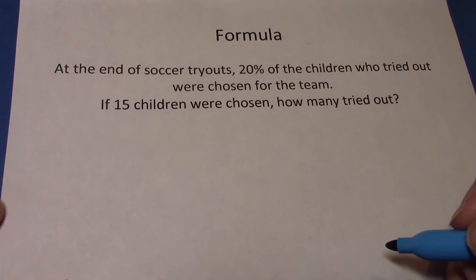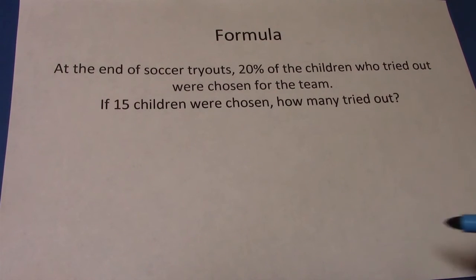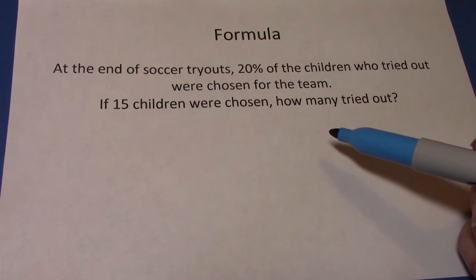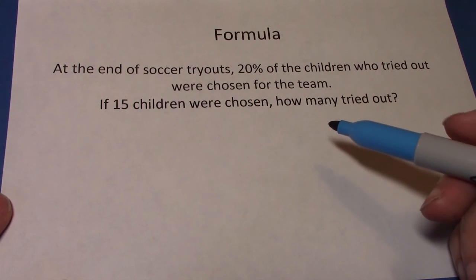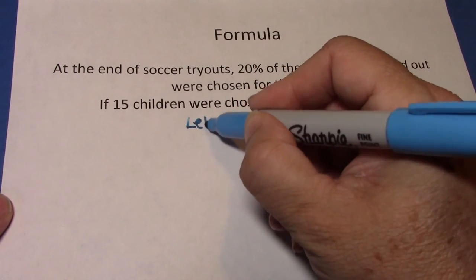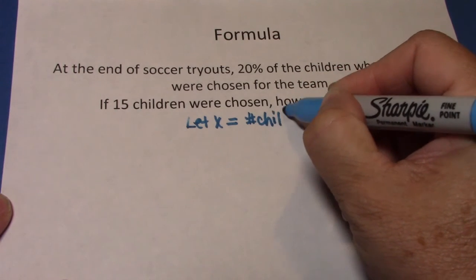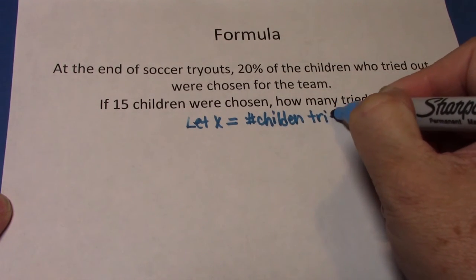Here's another example, and this is an example where we need to come up with our own formula to solve the problem. It says at the end of soccer tryouts, 20% of the children who tried out were chosen for the team. If 15 were chosen, how many tried out? So we already know how many children were chosen. We're looking for how many tried out. So let's assign a variable that stands for the number of children who tried out. So we'll say let x equal number of children who tried out.